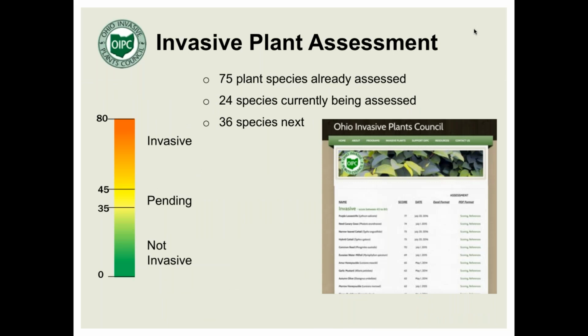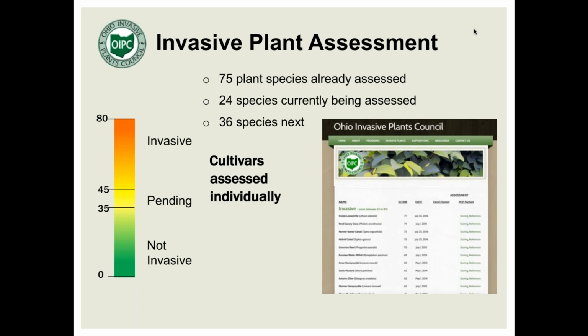Using this whole process, at the current time we have 75 plant species already assessed, and 24 that are currently in the pipeline being assessed. We try to release about 10 or more a year. We have 36 species next, and really anyone can contact me or any member of the team with a suggestion for a species to review. That's how we get those.